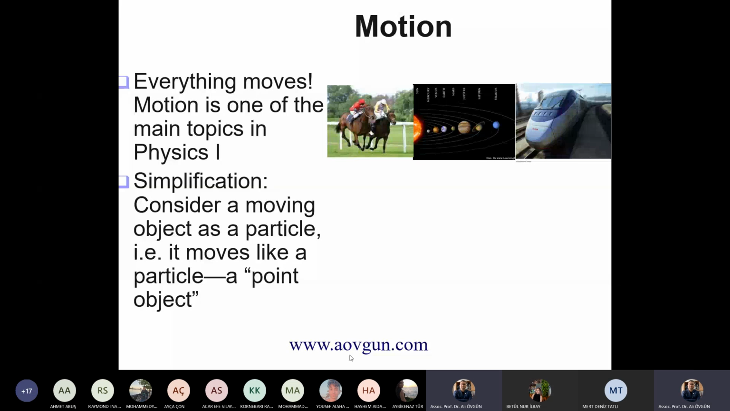For simplification, you consider a moving object as a particle at its center of mass. So it moves like a particle, a point object. It doesn't matter what its shape is. What is important is its initial position, its position and velocity, and other quantities. So shapes are not important for this type of motion.